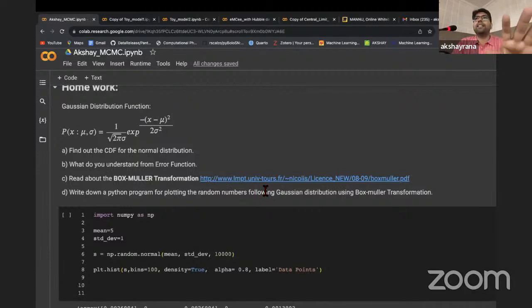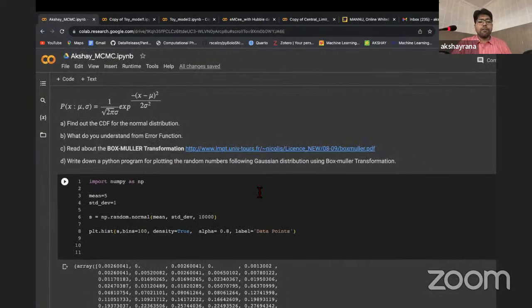I have provided the link. Go and read this particular document and write your own code. In Python, there is already a library with an inbuilt command, random.normal, which will give you a set of random numbers. You need not worry, you can use it without creating it yourself. But to learn how that library works, you should go through it and write your own program. That would be interesting. Okay, fine.